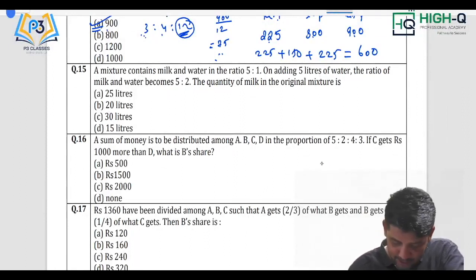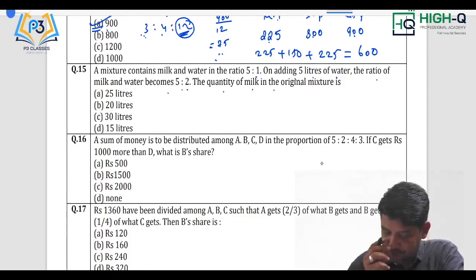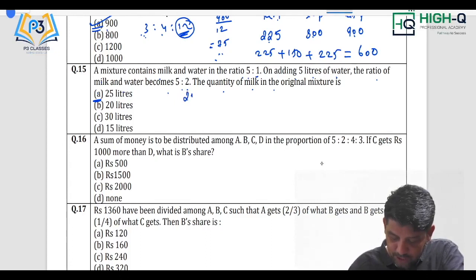A mixture contains milk and water in the ratio 5:1. On adding 5 liters of water, the ratio of milk and water becomes 5:2. Find the quantity of milk in the original mixture. Let me take option A, trial and error method. The mixture contains milk and water in 5:1 ratio. So, if milk quantity is 25 liters and water quantity is 5 liters, am I right, my dear? Then only it will be 5:1.